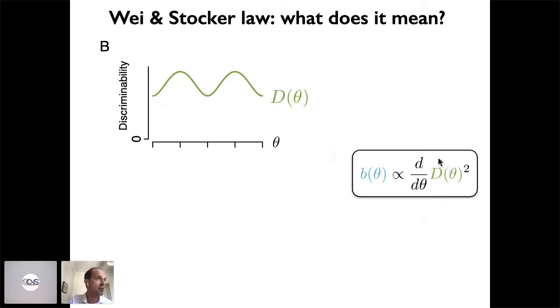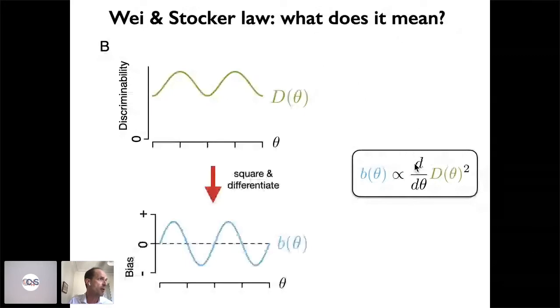What the Wei and Stocker law says is I should square the discriminability and take its derivative with respect to theta. So square and differentiate, and that will give me the predicted bias as a function of theta.